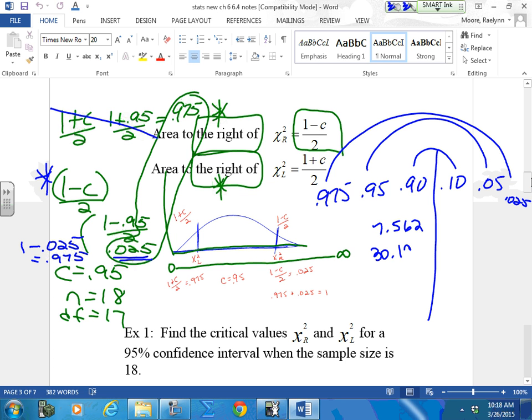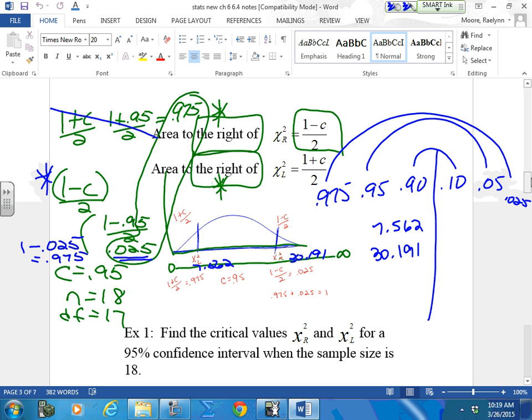30.191. Okay, now, guys, listen to me. If you don't get this part, you're never going to understand this. Watch how easy this is. I don't care who's left and who's right, because who's smaller? Of these, who's smaller? So this guy is my left one, and this one is my 30.